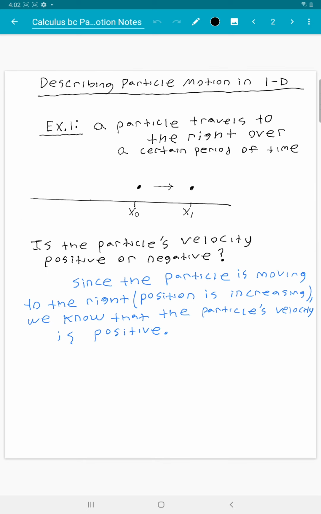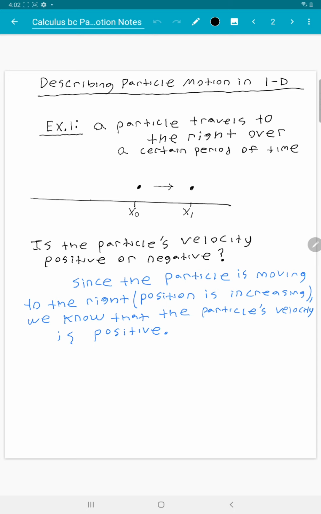Okay, so let's describe particle motion in one dimension. And as we can see here, we're describing it using this number line because it's just one dimension. So let's say a particle travels to the right over a certain period of time. As we can see here, we have this initial position, x0, and this final position, x1. And it is moving to the right over this time period.